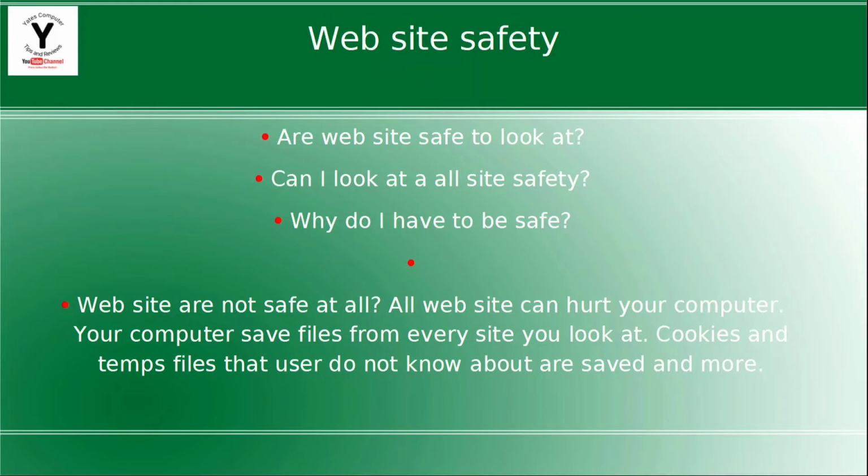Cookies and temp files that users do not know about are saved, and more things are saved to your computer. So when you go look at a website, it actually pulls things from that website, like photos, templates, cookies, saved logins, all these other types of things. It saves on your computer, so the next time you go back to that site, it doesn't have to look at the site to have it. It already has it. It can pull them up from your computer to load faster.